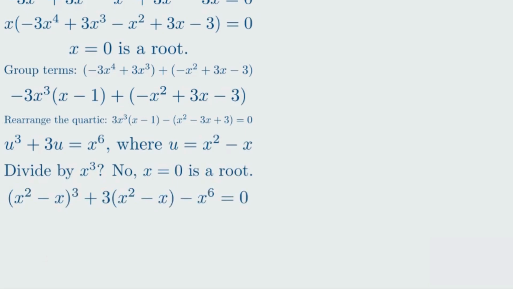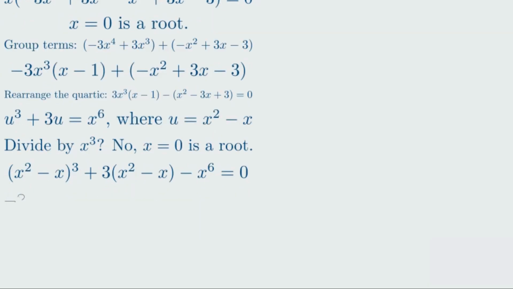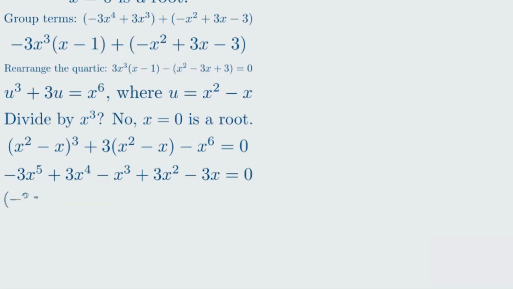Let's factor the quintic equation directly, without the polynomial long division. Look closely at the coefficients. Minus 3, 3, minus 1, 3, minus 3. This suggests a palindrome-like structure. Let's group the terms with coefficient minus 3 and 3. We have negative 3x to the 5th minus 3x, plus 3x to the 4th plus 3x squared, minus x cubed.